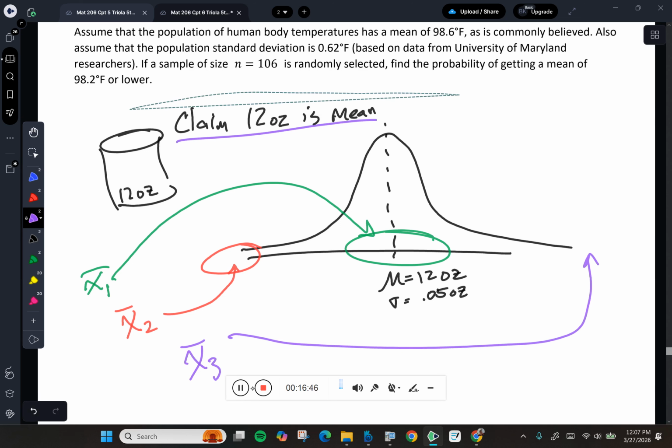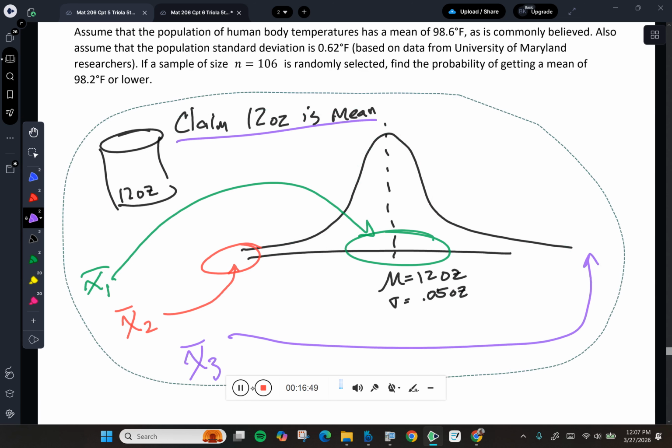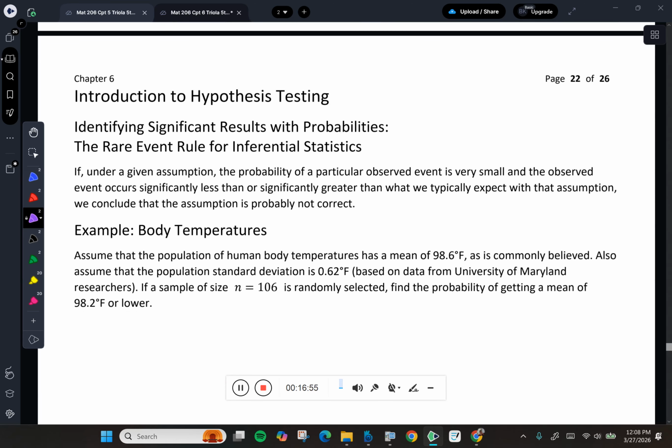Okay? So hypothesis testing is based on that logic right there. I need that space, so I'm going to delete it. But it's based on this: if someone makes a claim and the observed results have a very small probability of occurring, then we can conclude that the assumption is probably not correct. If I make a claim that something is true, you go gather data, and there's only a 0.5% chance that your data should have showed up how it did, I could then make the argument that, yeah, maybe my claim was wrong.